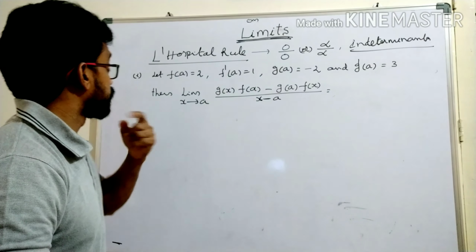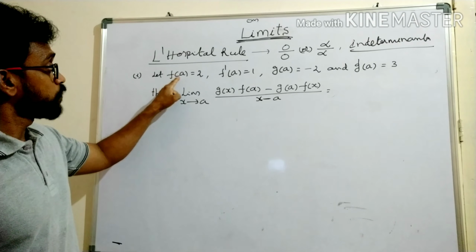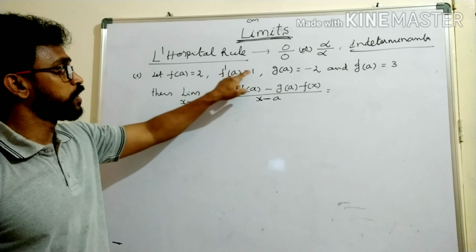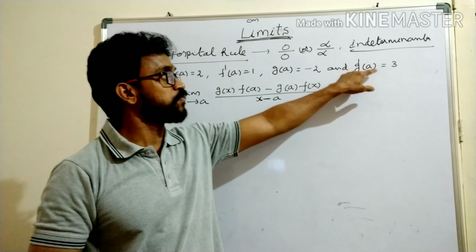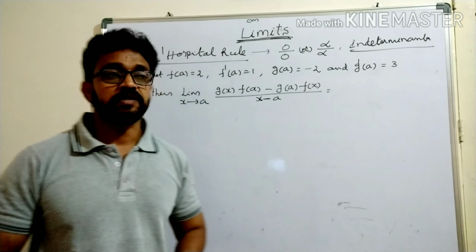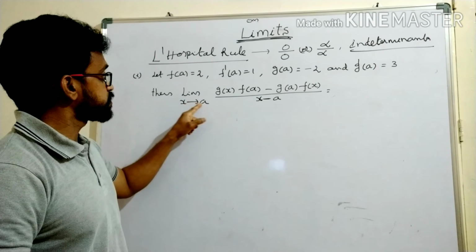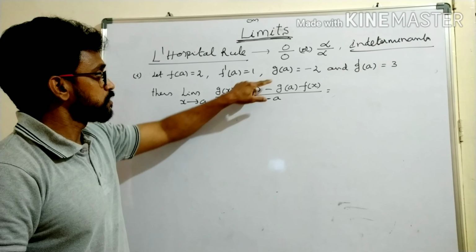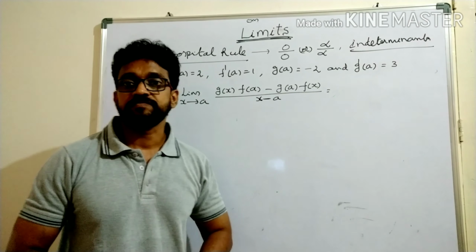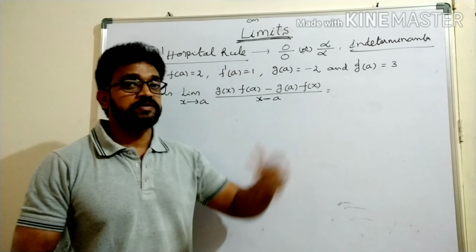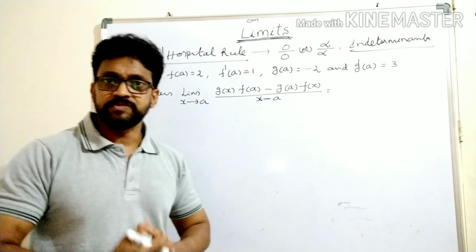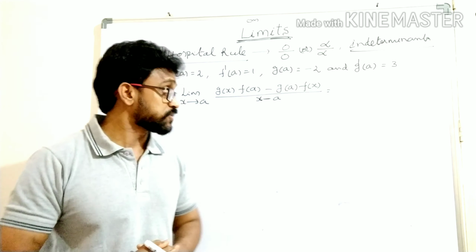Okay, observing this problem. Let f of a equal 2, f dash of a equal 1, g of a is equal to minus 2, and g dash of a is equal to 3. This is the given data. We want the limit as x tends to a. As x tends to a, this function approaches what? First, the primary observation.